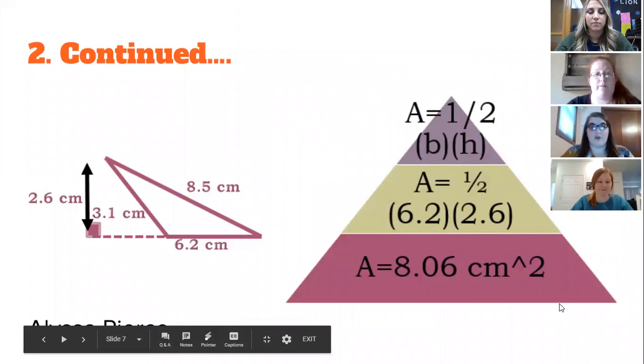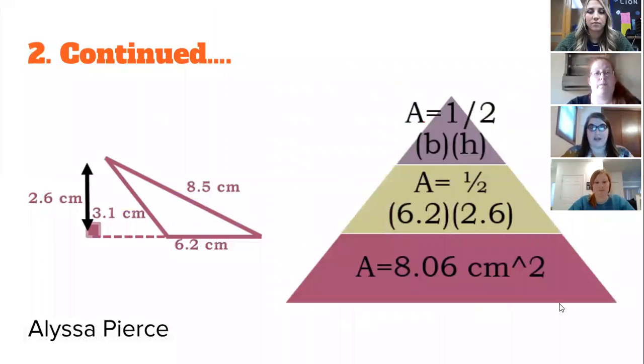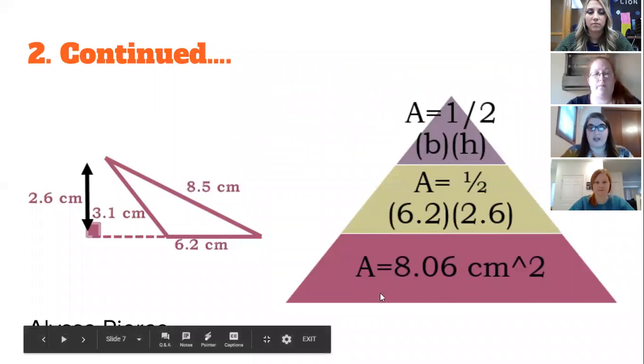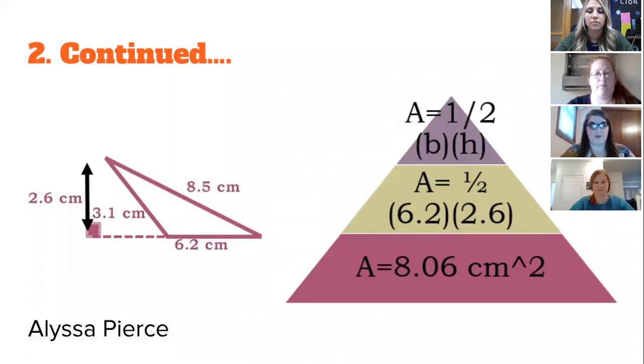All right, so here we have a triangle, and we have the area equals 1/2 times base times height. So our area is going to be 1/2 times 6.2 times 2.6, because let's disregard that 3.1 centimeter for right now because we had to extend that line. So our area for this is actually going to be 8.6 centimeters squared.